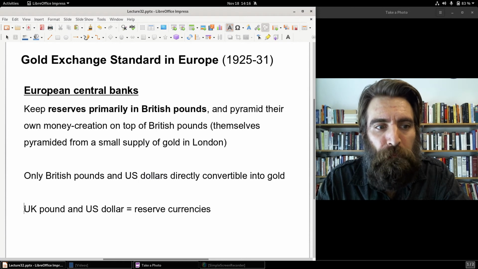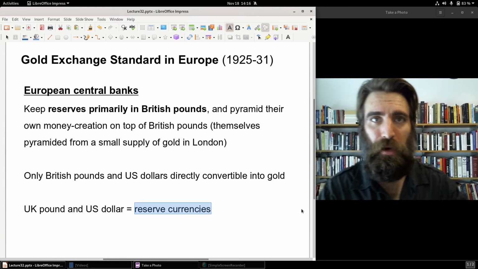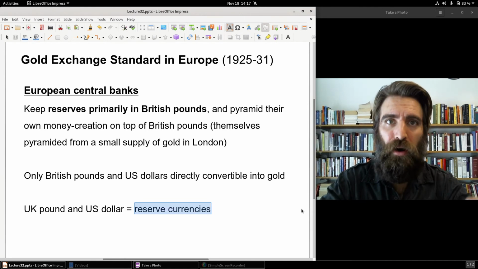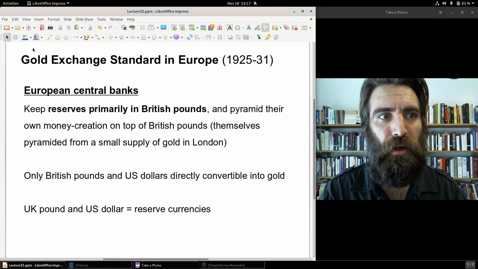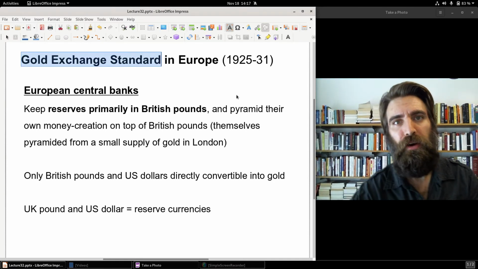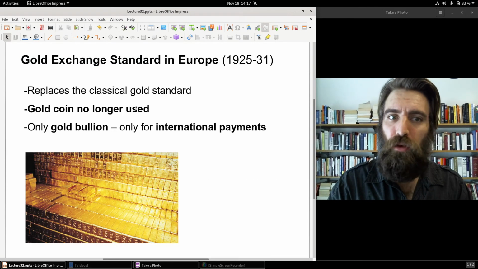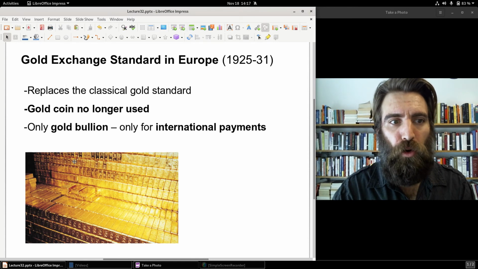This made the British pound and the US dollar reserve currencies, currencies held by central banks as a way to give support to their own national currencies. This is a system economists call the gold exchange standard, where gold coin is no longer used by any of these European countries. The only gold that's involved is gold bullion.